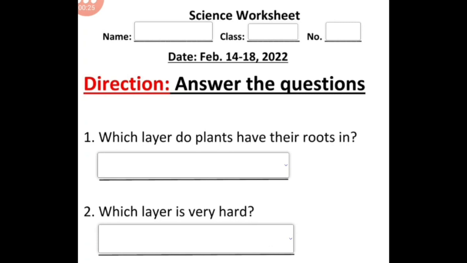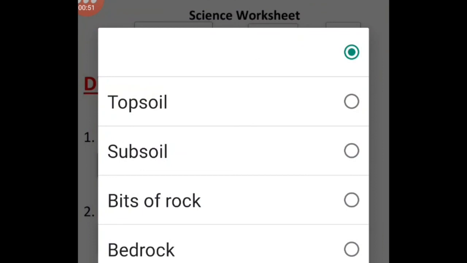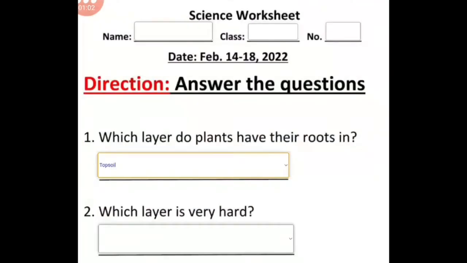Question number 1, I will read it and I will give you the correct answer. Number 1, which layer do plants have their roots in? Again, which layer do plants have their roots in? Those are small plants only. So which layer can we see the roots of the small plants? What do you think is the answer? Okay, the topsoil. Very good.